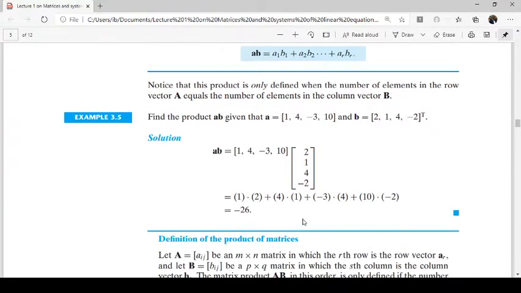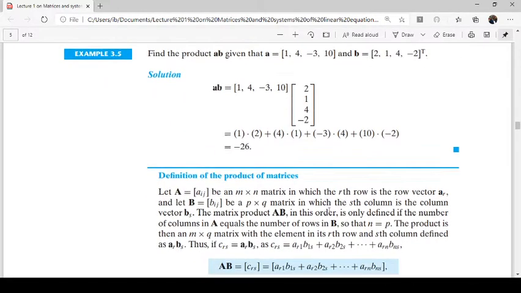I have these two matrices. This is a row vector matrix, and this is a column vector matrix. I want to multiply this by this. If the product of A and B is defined, then the number of elements in the row vector matrix must be equal to the number of elements in the column vector matrix.